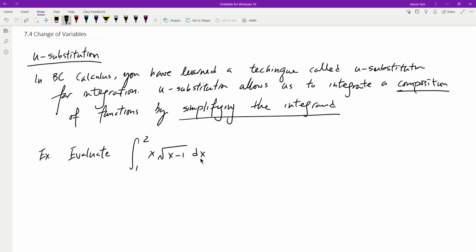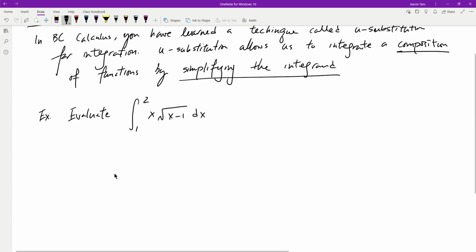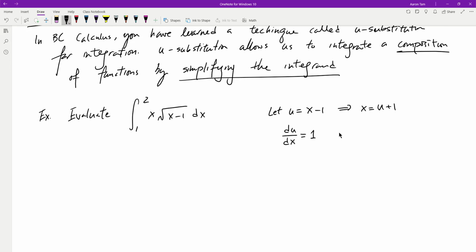So hopefully you remember what Mr. Ambrose and Mrs. Dillon taught you on how to do this integral. They might do something slightly different than what I'm showing you right now, but hopefully when I start doing it, it makes sense and you remember. So the first thing I want to do is define what u is. In this case, I'm going to define u to be x minus 1. And automatically that tells me that x is equal to u plus 1. Taking the derivative, du over dx is just equal to 1, so du is equal to dx.